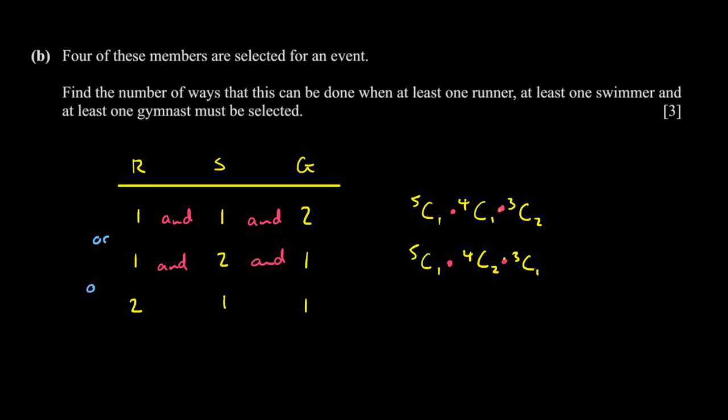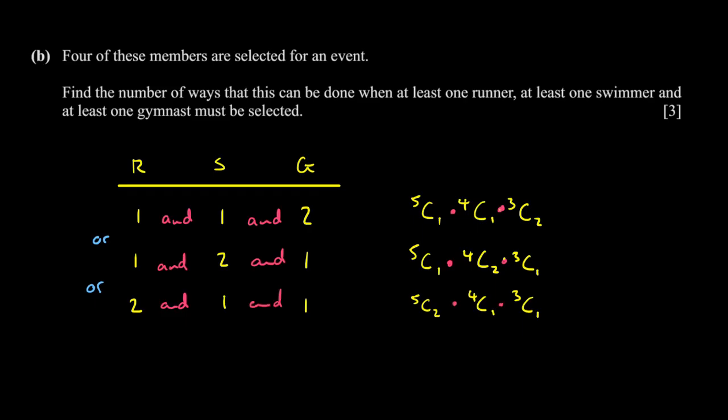So I could also have this case here. So how can I choose 2 runners? Well, that'd be 5C2. And how could I choose 1 swimmer? That'd be 4C1. And how could I choose 1 gymnast? That'd be 3C1. And again, I multiply those together because it's 2 runners and 1 swimmer and 1 gymnast. So I multiply.